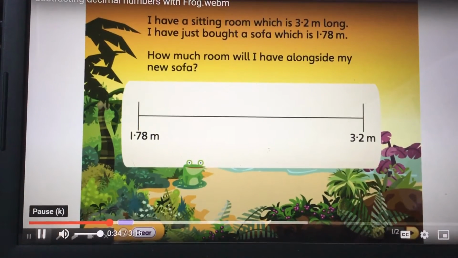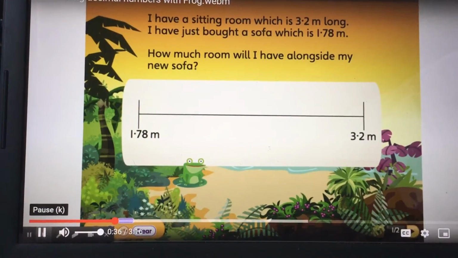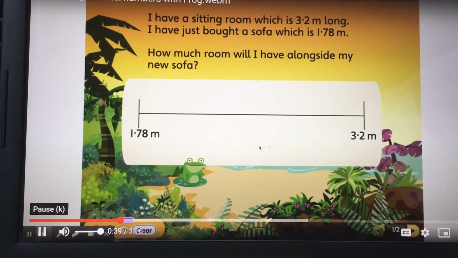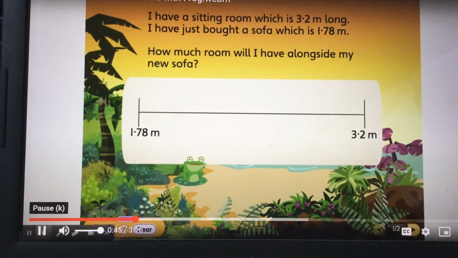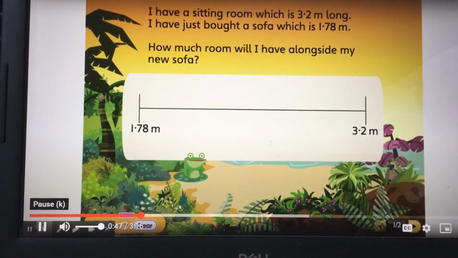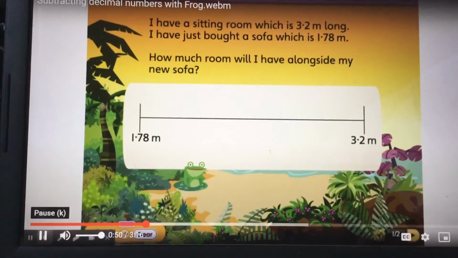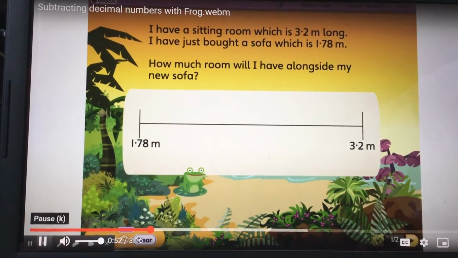And I've got a problem for you. I have a sitting room which is 3.2 meters long. I've just bought a sofa which is 1.78 meters. How much room will I have alongside my new sofa? So my problem is asking me to subtract 1.78 from 3.2.